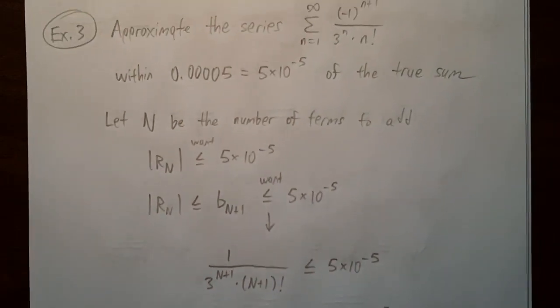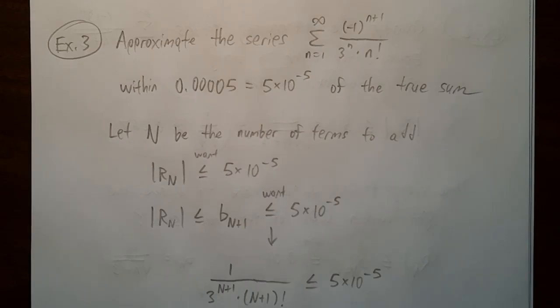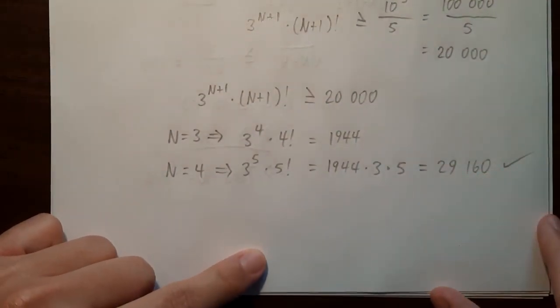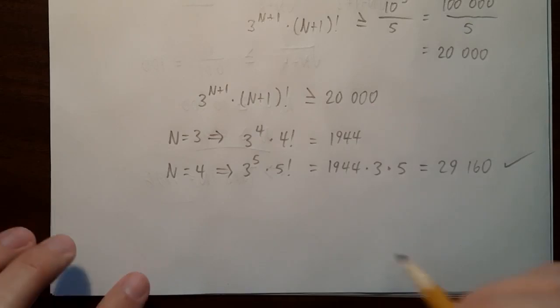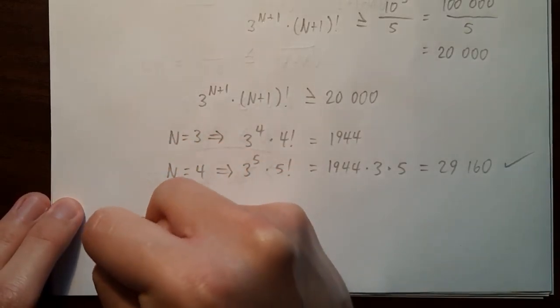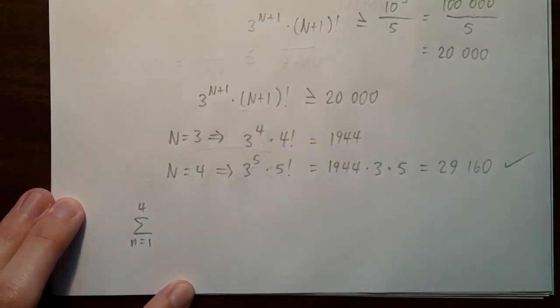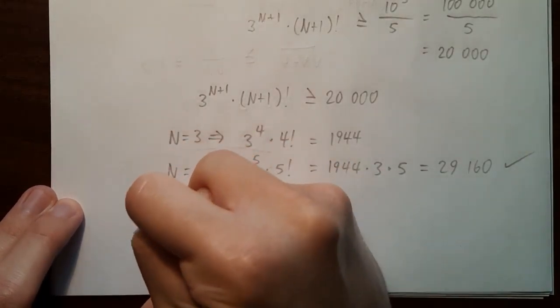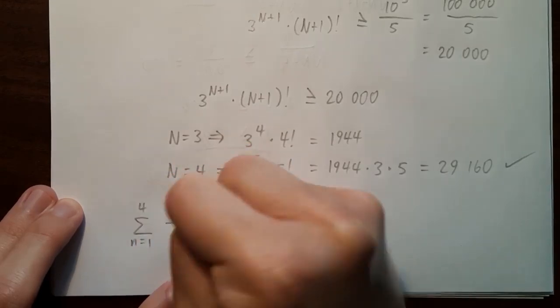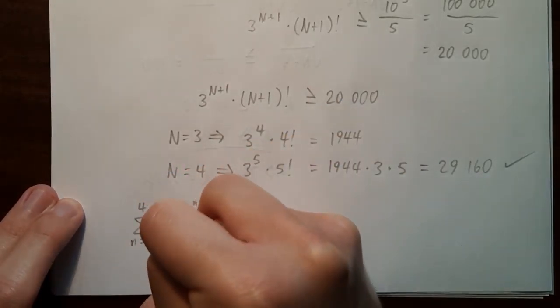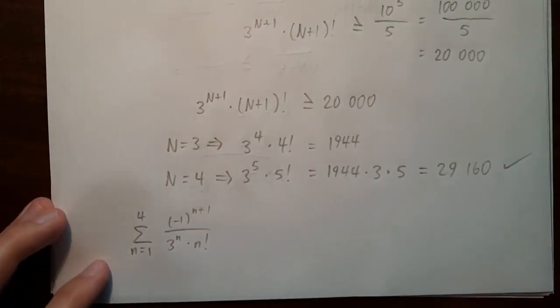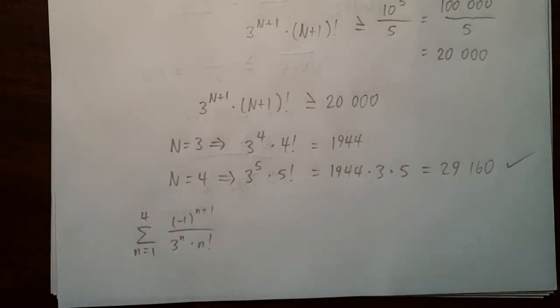So in this case, we actually want to approximate the series, so let's actually do it. Let's add up the first 4 terms of this series. So sigma sum from n equals 1, not to infinity, but just to 4 in this case, of minus 1 to the n plus 1 divided by 3 to the n times n factorial. So that was our original series, and we're going to add up the first 4 terms, which should get us within 1 over 20,000 of the true sum.